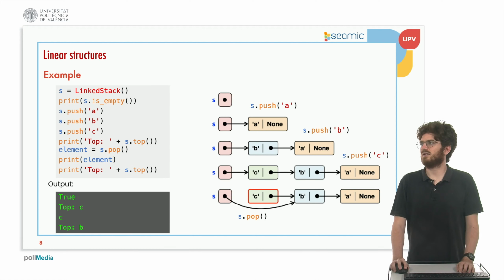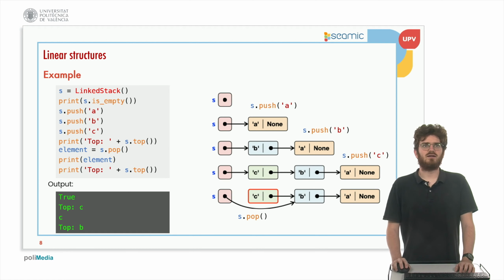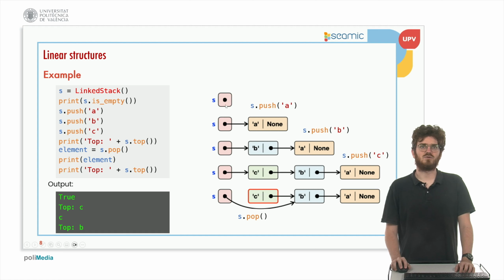So let's see an example. First, we create a linked stack object and we check whether it's empty. And of course it is, because it's pointing to nowhere. This would be the linked list and this would be the nodes. Now we can push an element. Because it's the first element, this head will point to the new element, and this new element will point to the previous head, which was none.